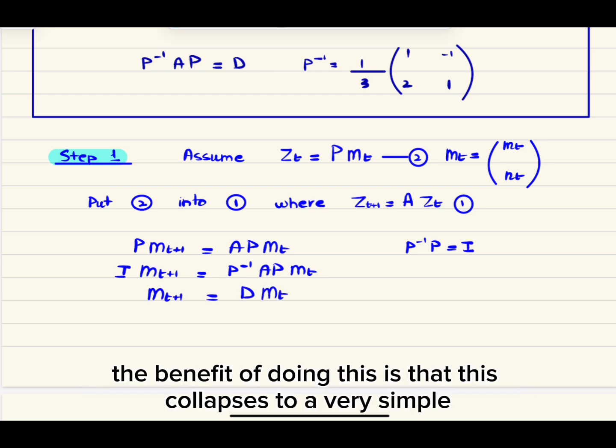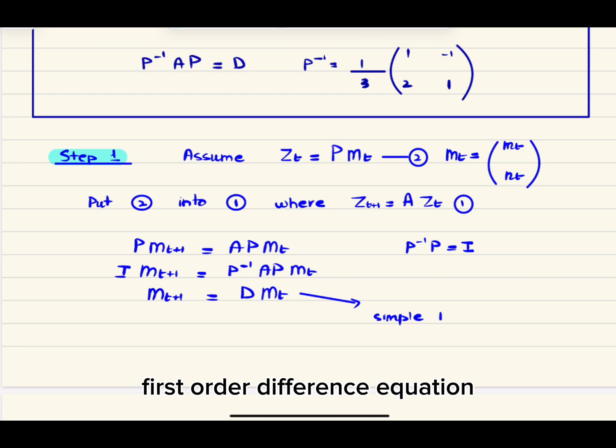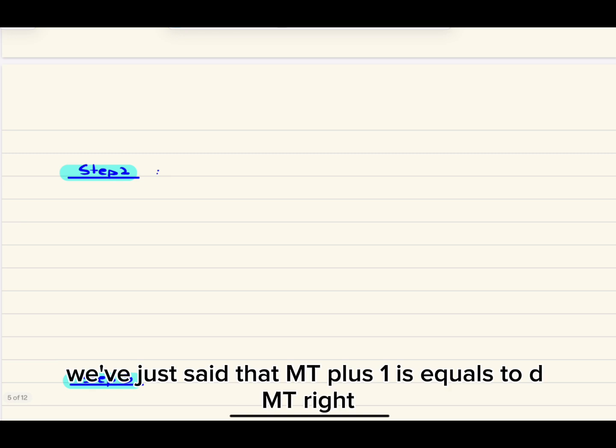The benefit of doing this is that this collapses to a very simple first order difference equation. So let's show this. We've just said that m_{t+1} equals D m_t, right?